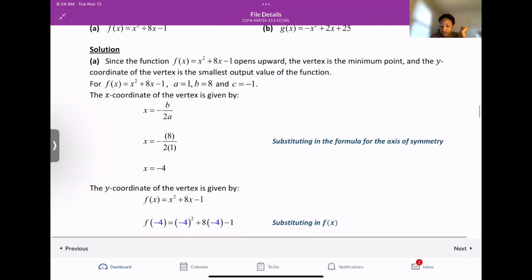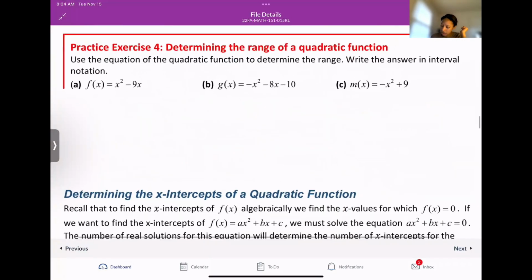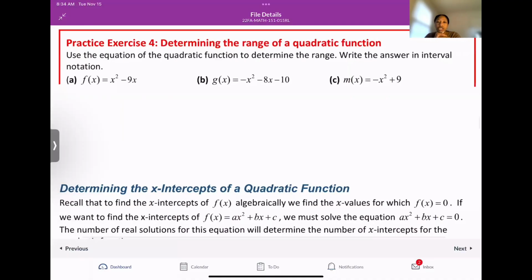We said earlier that the domain of a quadratic function is all real numbers. You can plug in anything for x, but for the y values, we end up having either a bottommost point or a topmost point, depending on whether your parabola opens upward or downward. So there is going to be a restriction on the y values, or on the range.